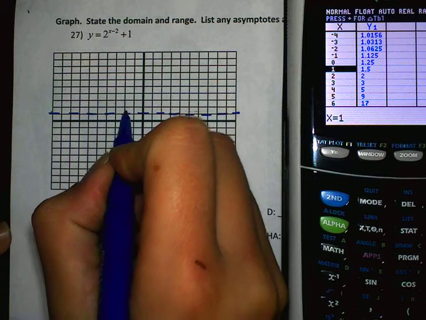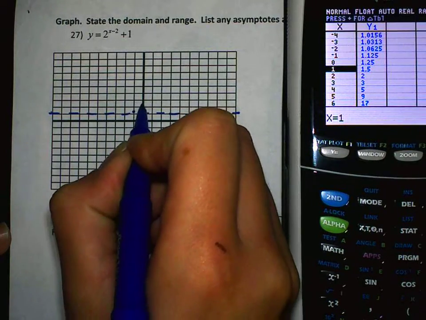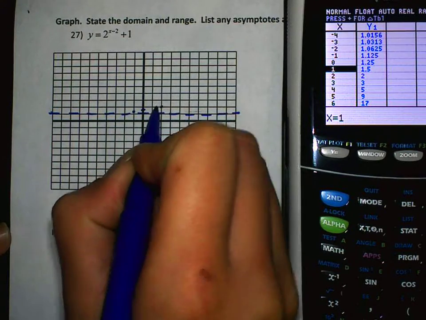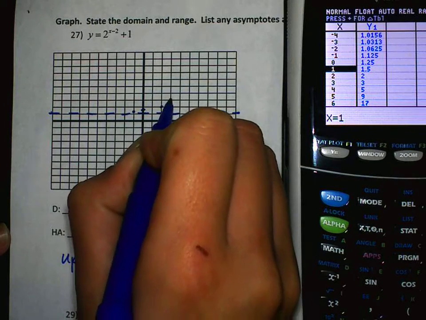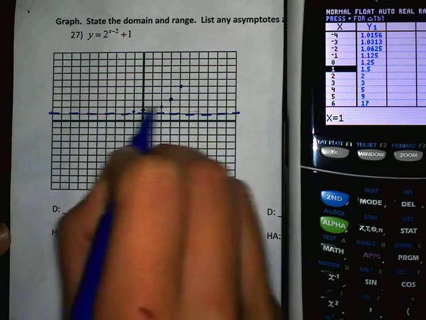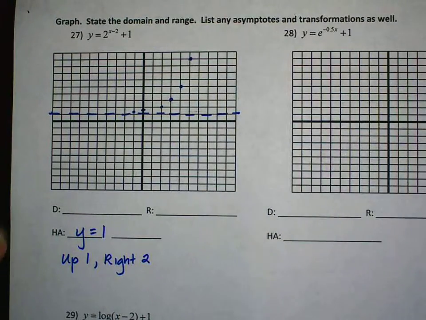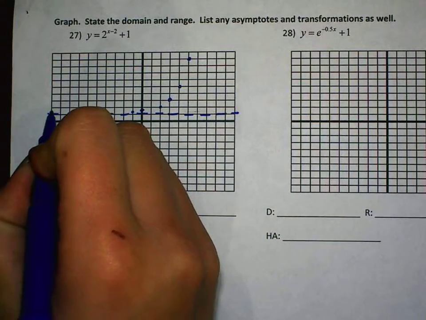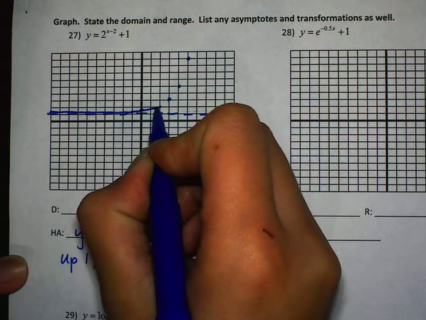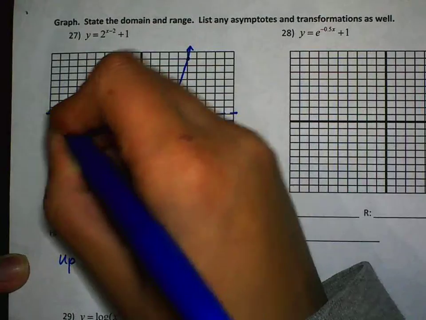Let's see. -1, 1.5, 2, 3, 5, 9. Okay. And again, exponential functions get really close to your horizontal asymptote. And we're going to use our dots to help guide us with the rest of this graph. And there we go.